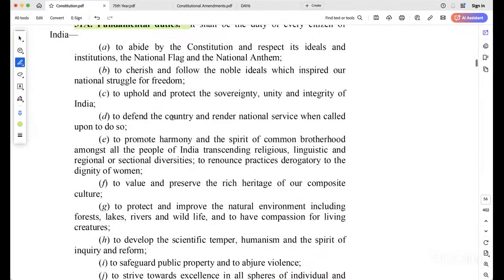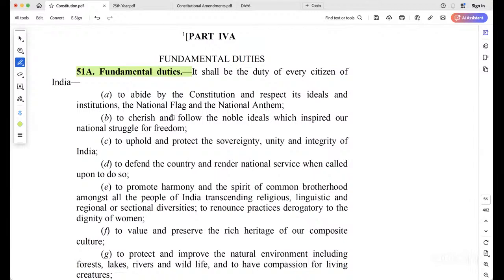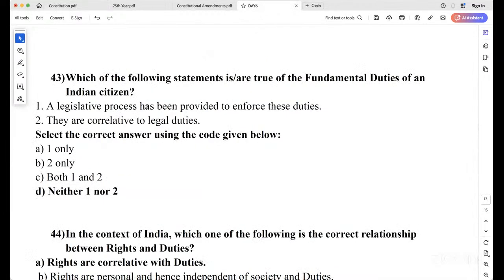See, these are just duties and there is no legal process associated with that. Rules already existed; we can consider them interrelated, but when fundamental duties came into being, they didn't come up with any legislative process for imposing these fundamental duties. So the first statement is wrong.